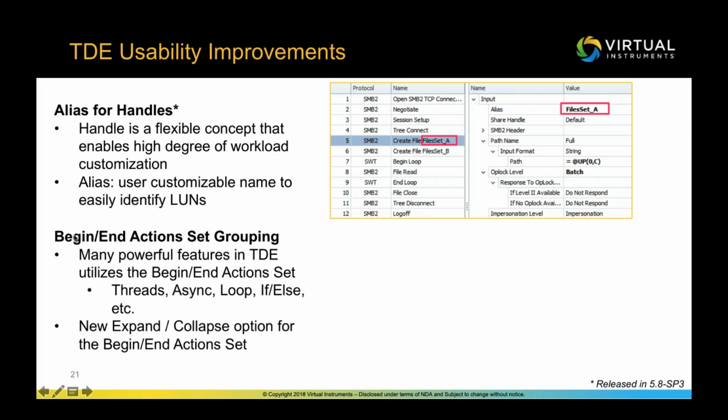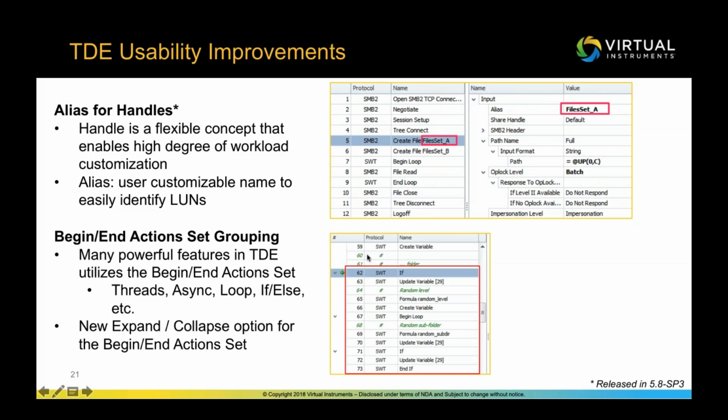Another improvement we made to the usability of TDE is to better manage a set of actions that you may have in TDE where there's a begin to it and an end to it. So just like many powerful programming languages where you have your if-else, for loops, and while loops and things like that, there's a begin and an end to it, right? So very similar in TDE as well. Some of you have already used threads, you've used async, you've used loops, you use if-else and more. So all these different action sets have a begin and an end to it.